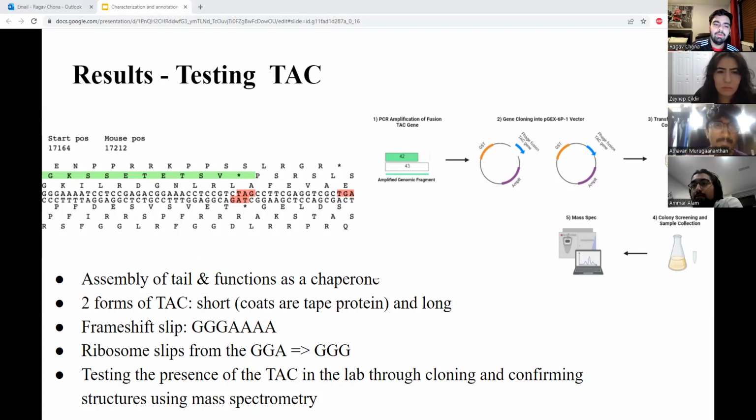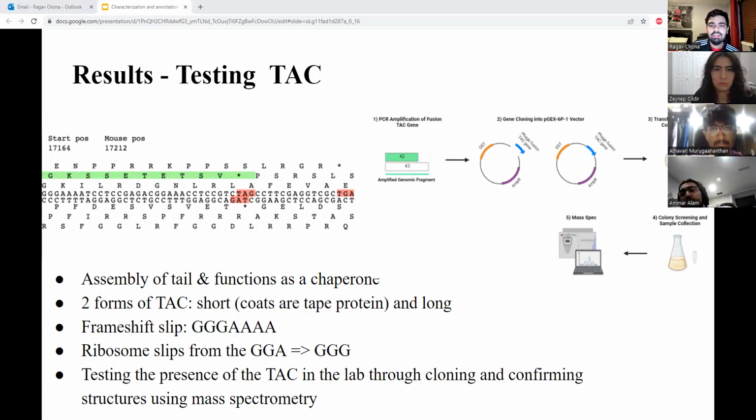To see both these forms, we will sometimes get a programmed translational frameshift that we can see in the genome. We know that there is a frameshift somewhere, which can be found by finding the slippery sequence. In our case, that is GGGAAAAA. Essentially, the ribosome slips from the GGA to the GGG. So this is a -1 frameshift in this case.